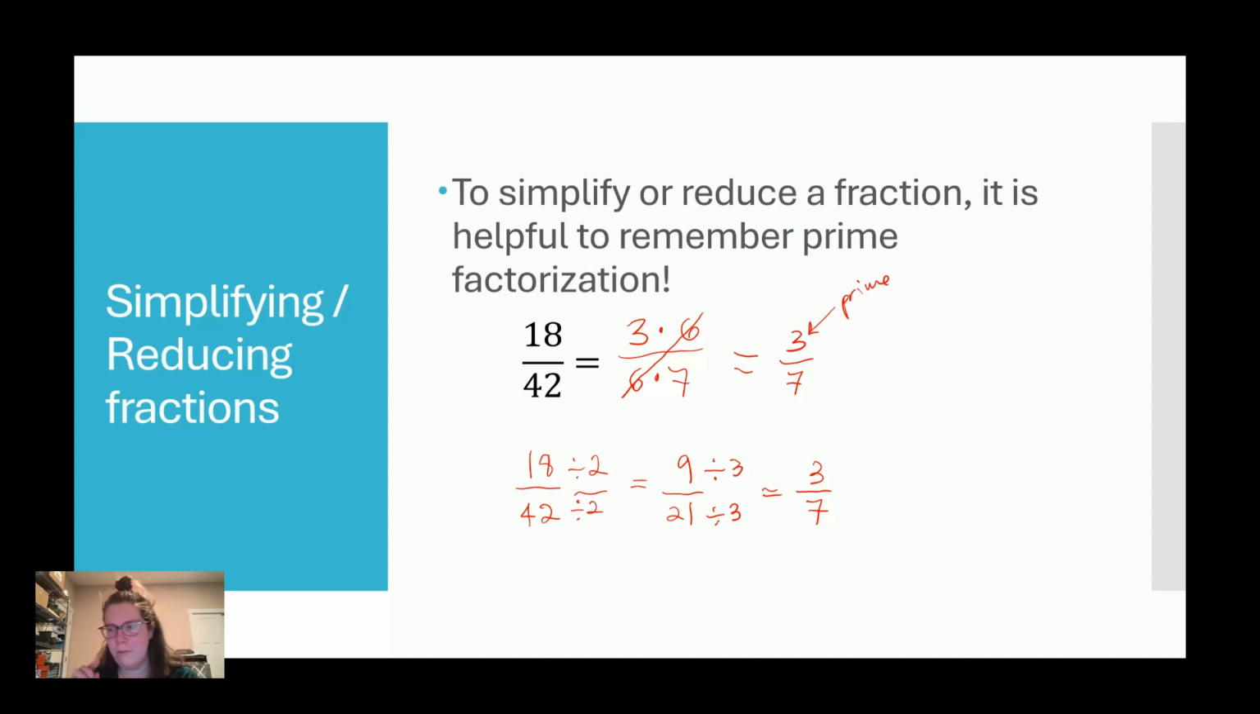However, you have to be careful, because let me think of a good one I could do. How about 10/21? Neither of these numbers are prime, but this is simplified as much as it can be, because if you think about the prime factorization, 10 is 2 times 5 and 21 is 3 times 7. So there's no one number that goes into both 10 and 21 that I could divide out. So 10/21 is as simple as it can go.